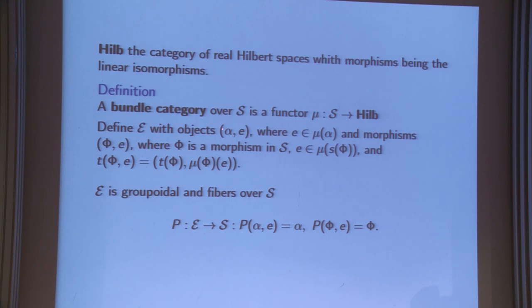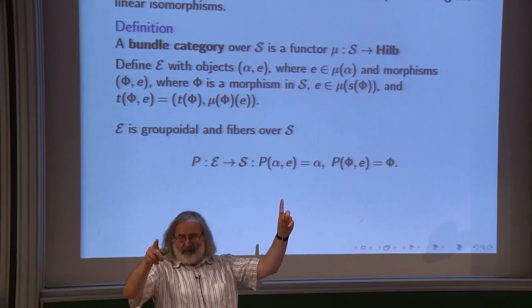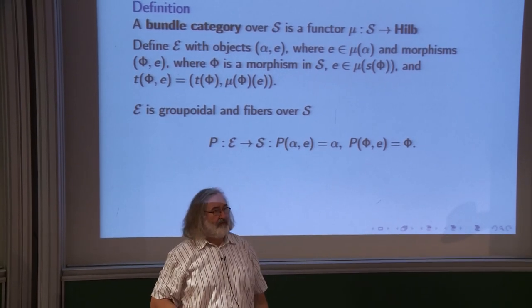So then you can define a new category, namely it takes the object and the vector which lies over that object in the Hilbert space. And what are morphisms? Well, it's a pair (phi, e). Phi is a morphism in your category of stable maps, and e belongs to the Hilbert space lying over the source of phi. So the source of phi is, say, alpha. And what is the target of this morphism? It's just the vector obtained by applying the lift to the original vector e. Is that clear? So you lift each morphism as a linear map between the fibers, and the objects are the vectors in this fiber. And the target is the image under this linear map.